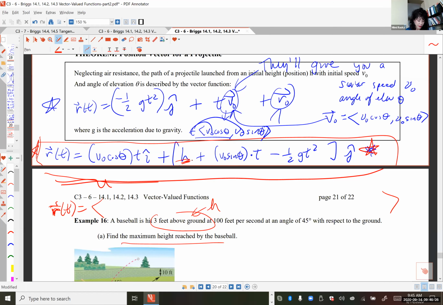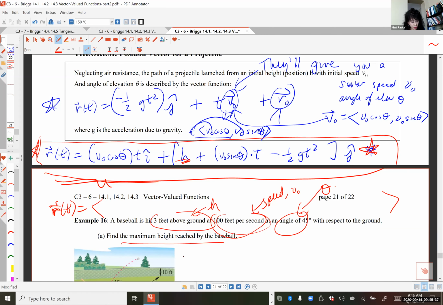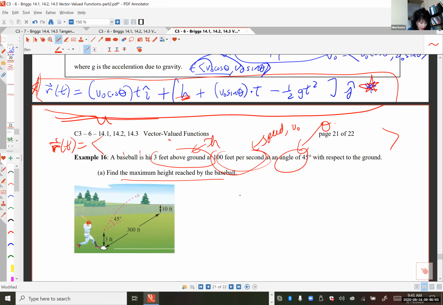They're telling me 100 feet per second. This right here is your speed, not your velocity, but it's your speed v naught, and your angle theta is 45 degrees. So before I do any of these problems at all, I'm going to come up with this vector valued function and go for it. So let's just do that. I'll do that right down here.